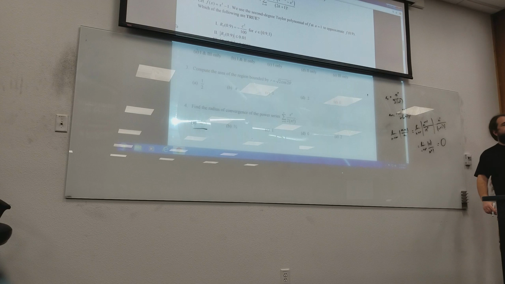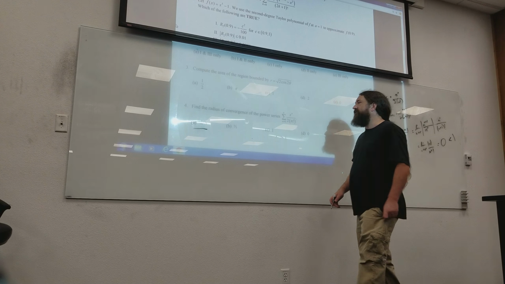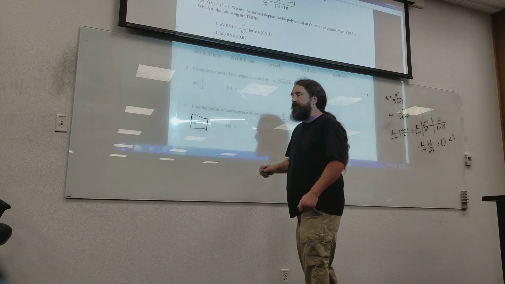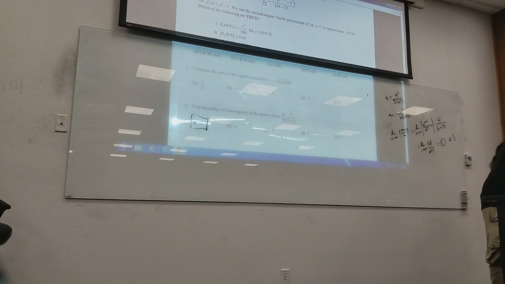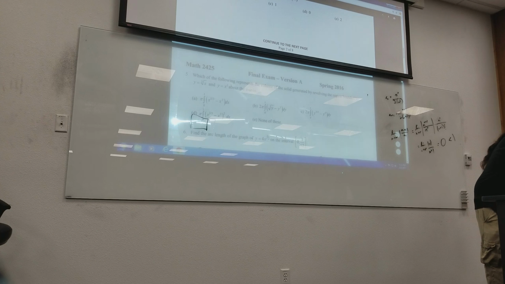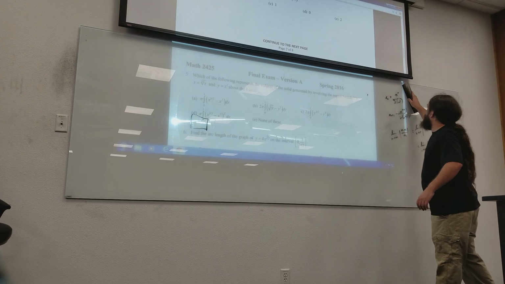Goes to 0, right? Because x is fixed. So for any fixed value of x, for big values of x, it's going to take a while, but for any value of x, it's going to go to 0. So 0 is always less than 1. This converges for all x, right? So your radius of convergence is going to be infinite on that.